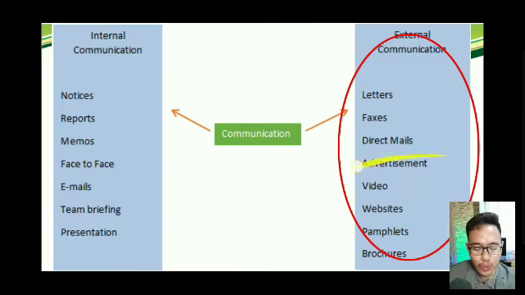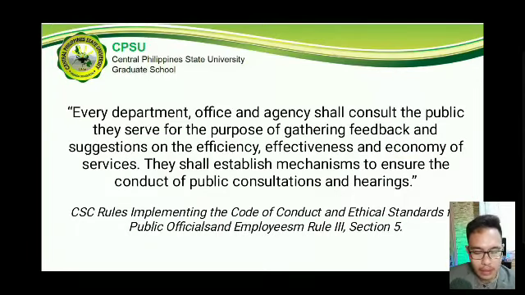I'm going to show you a statement from the CSC rules implementing the code of conduct and ethical standards for public officials and employees, which is rule number 3 of section 5. According to this, every department, office, and agency shall consult the public they serve for the purpose of gathering feedback and suggestions on the efficiency, effectiveness, and economy of services. This shall establish mechanisms to ensure the conduct of public consultations and hearings.